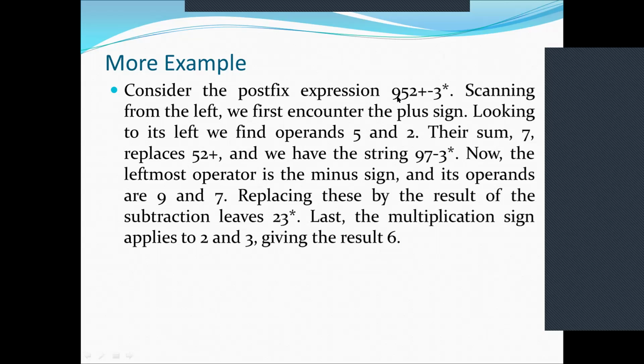So now here 9, 7, minus. The next operation that comes is minus. When the minus comes, the previous 2 operands are 9 and 7. So 9 minus 7 will be 2. So now 2 and 3, and then the third operator is star. So 2 cross 3 will be 6. So this is how the result is explained. Now the multiplication sign applies to 2 and 3, giving the result of 6. This is how your postfix is executed.